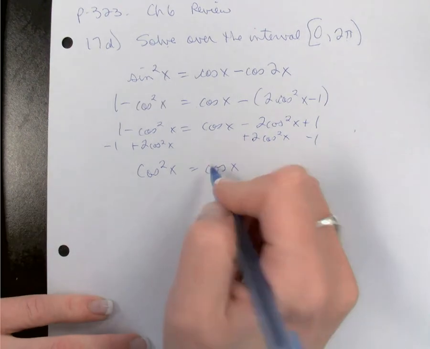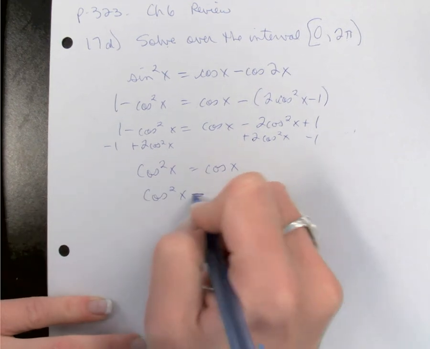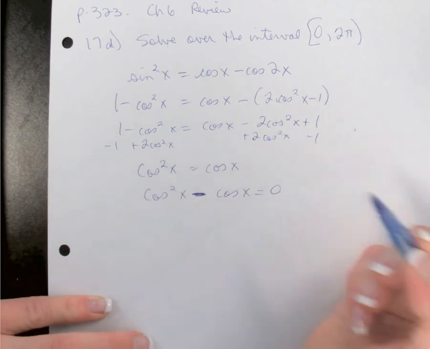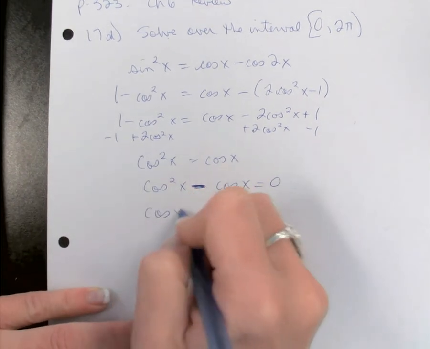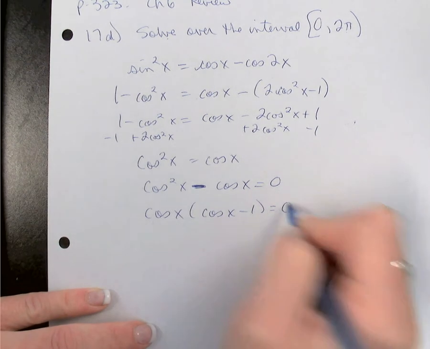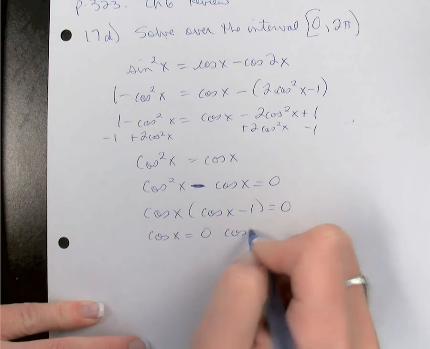Now we can move this all to one side, so we can set our equation equal to 0, so we can solve. That's a minus cos x equals 0, and factor. Factor out a cos, and solve. So cos x equals 0, cos x equals 1.